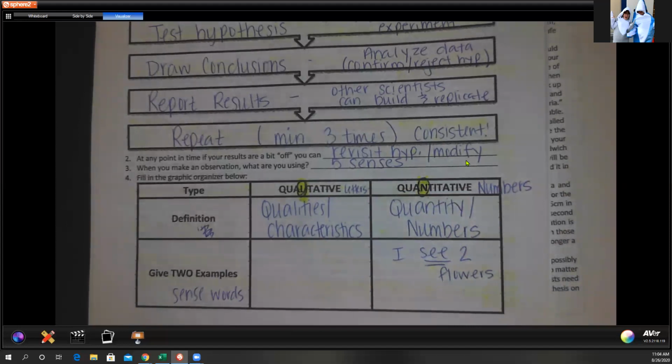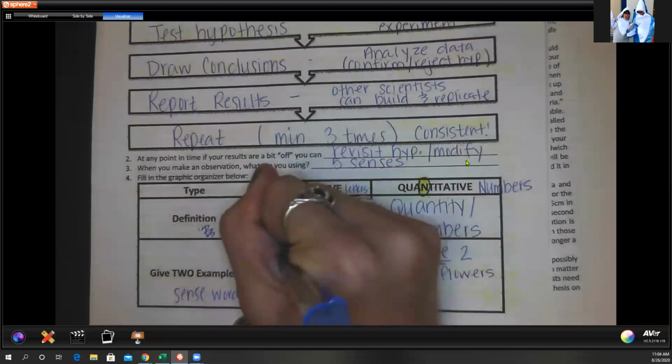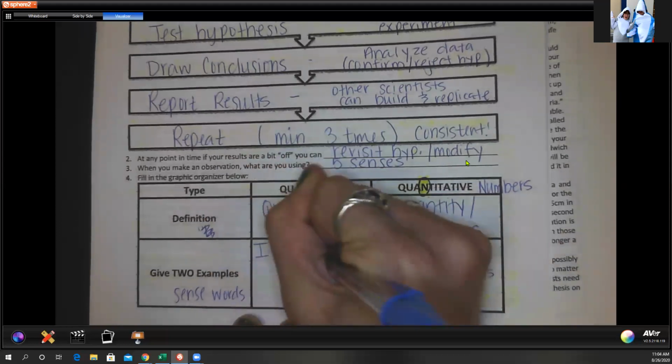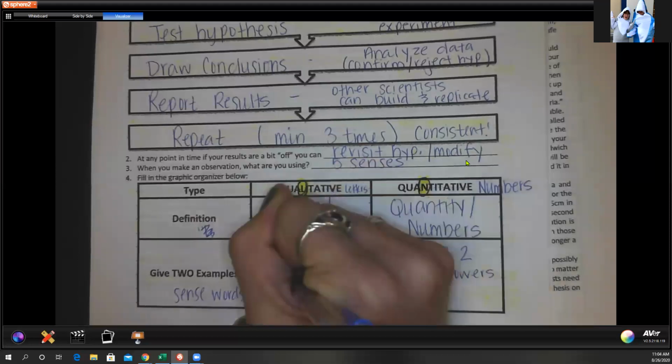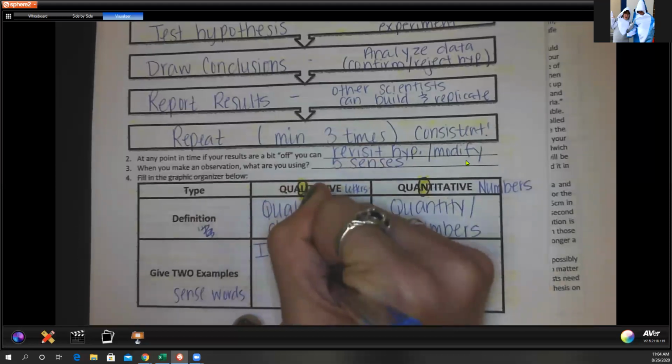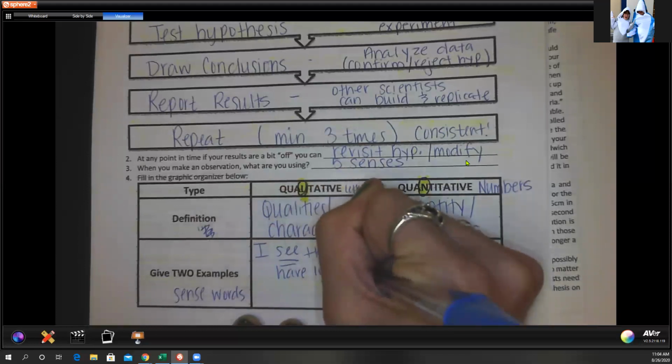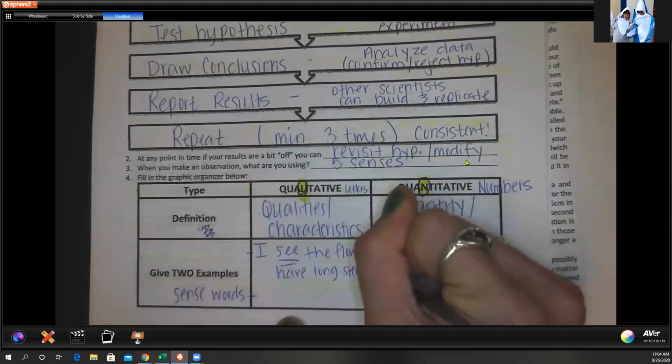Samantha. Perfect. So I could say, I see the flowers have long stems. Perfect.